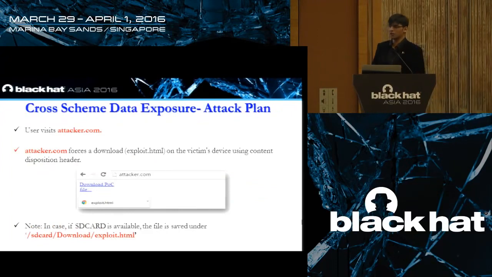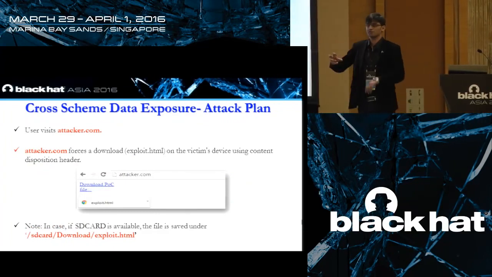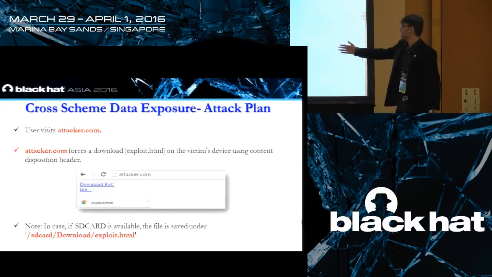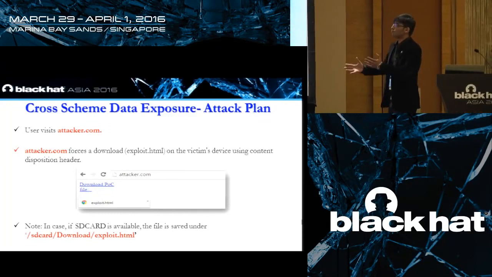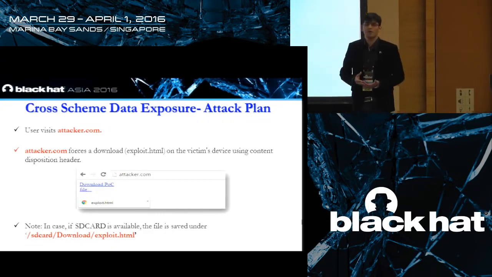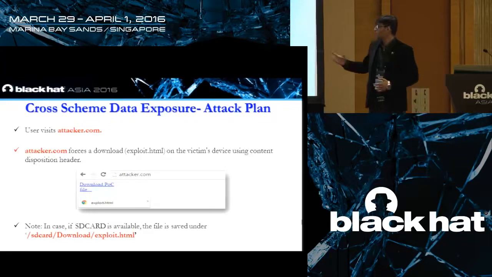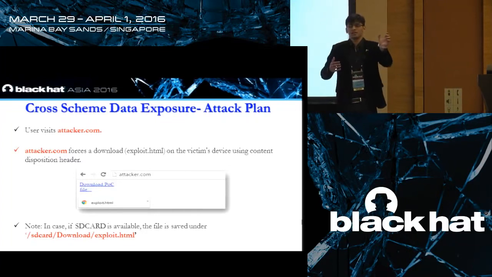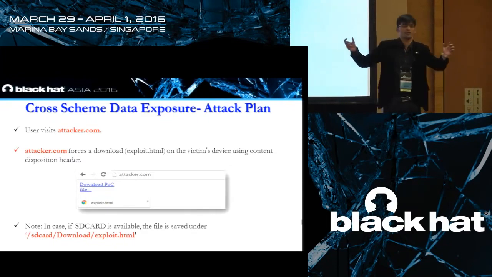The user visits attacker.com, and attacker.com forces a download of exploit.html. In case the SD card is available, we know that it is saved into the /sdcard/download directory. Once we have forced exploit.html, we would somehow compel the victim to open it in his vulnerable browser. Since exploit.html would be executed under the file scheme, the file scheme would be able to read other local files that are present on the file scheme.